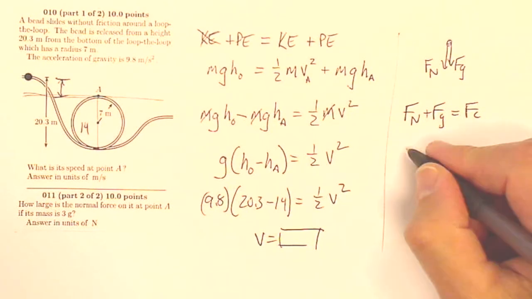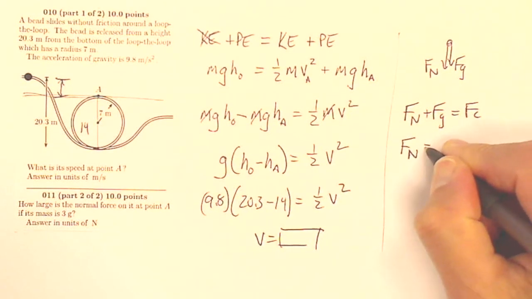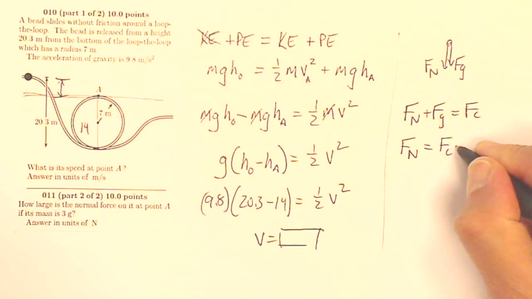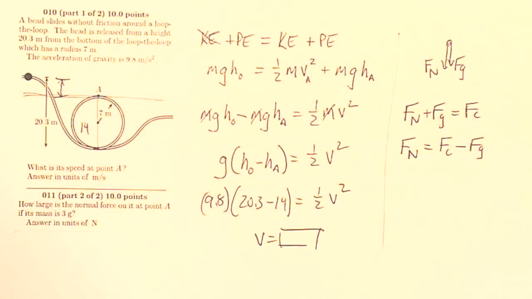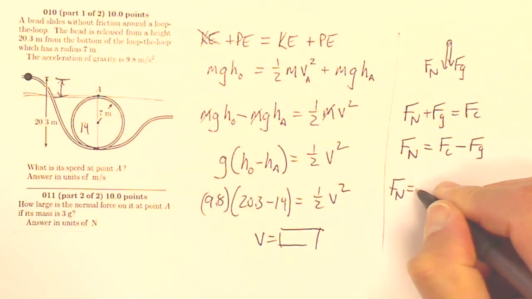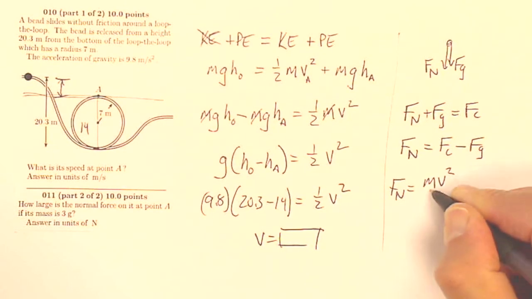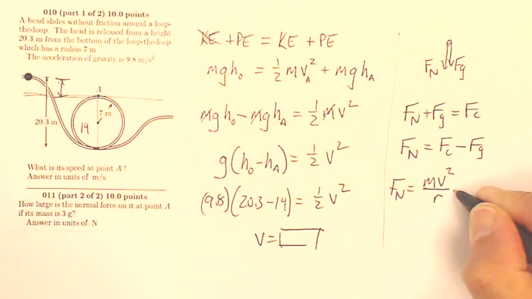If I subtract gravity from both sides, I will be able to solve for my normal, which is going to be my centripetal minus my gravity. So my normal force is going to be mv squared over r minus mg.